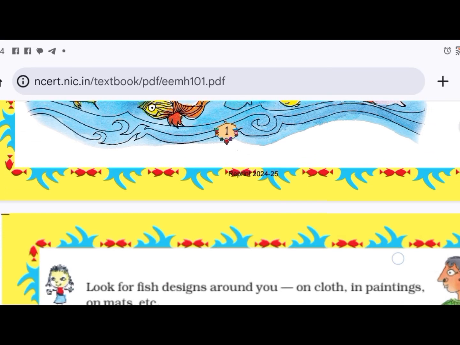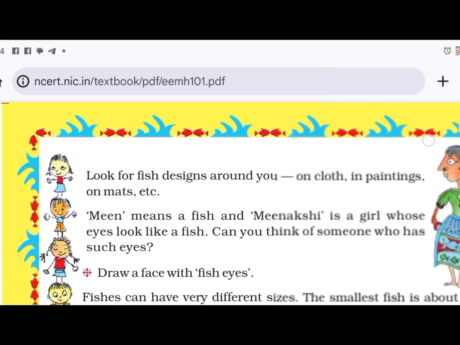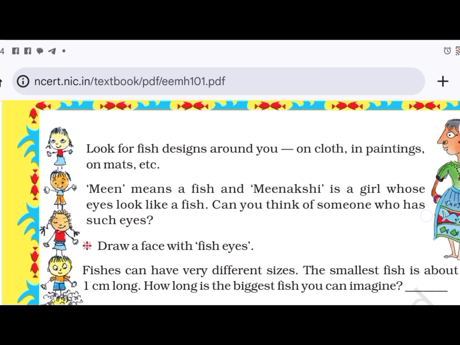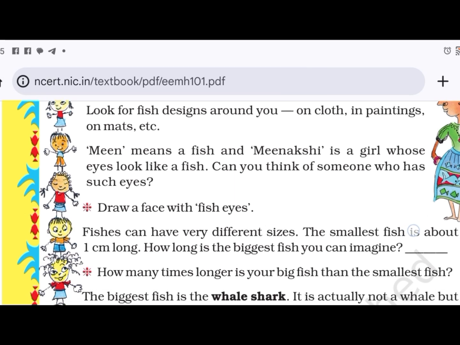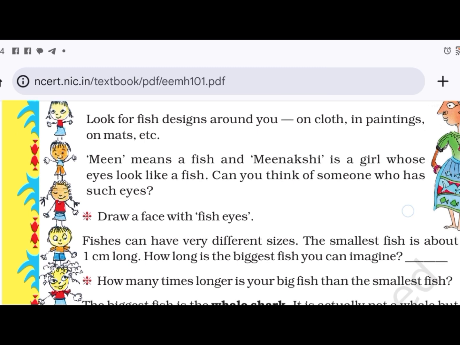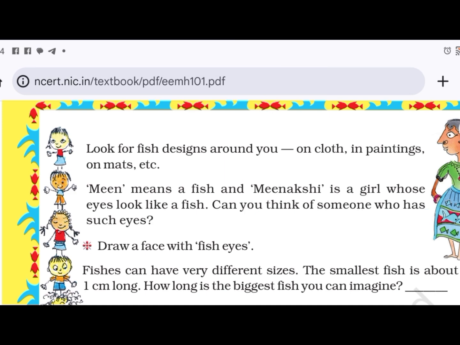Okay. Now come to the next page. Look for fish designs around you on cloth, in painting, on mats. It means you can see many shapes around you that look like a fish on cloths. Sometimes there are some paintings on the cloth, on mats. Mats also, the mat on which we lay on the floors, you can see some shapes are there. Not only these things, on many things we will find fish designs. Okay, I think you understood.